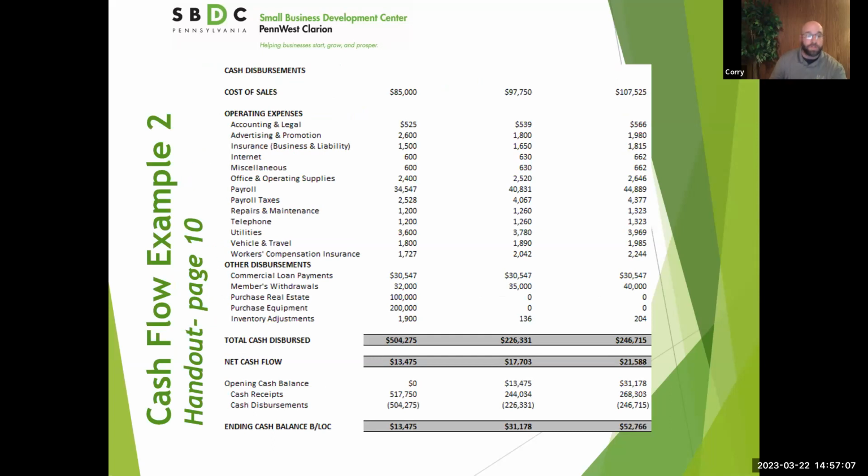Now, if you're a service-based business, you're going to get rid of this, right? Remember I said there's no cost of goods sold for a service-based business. So we just get rid of that particular section of the cash flow statement. Everything else going down through is exactly the same. And this bottom line again becomes the cash balance on our balance sheet.